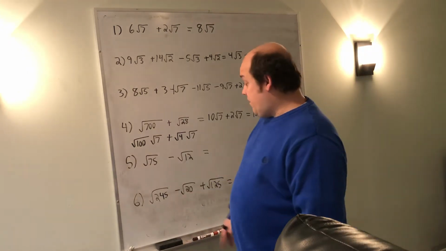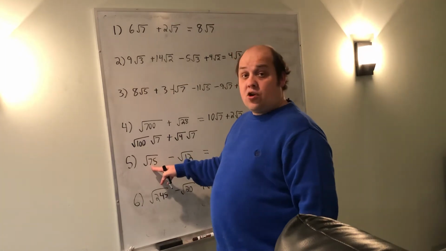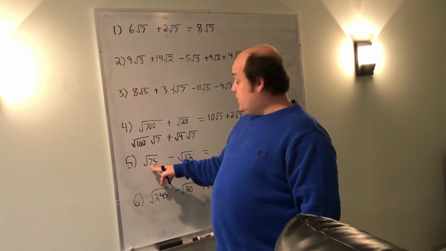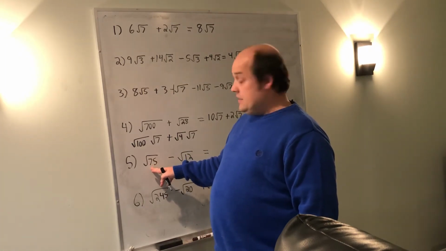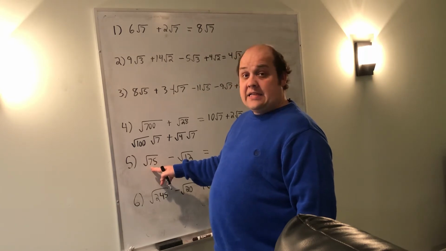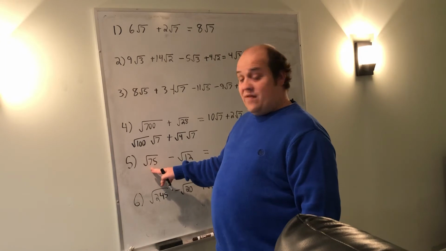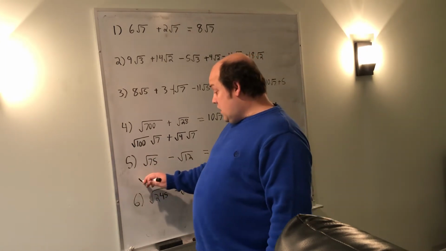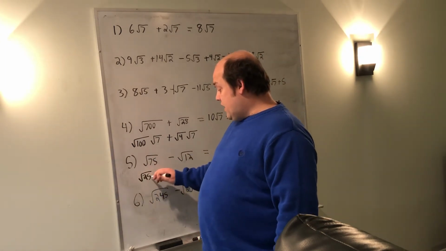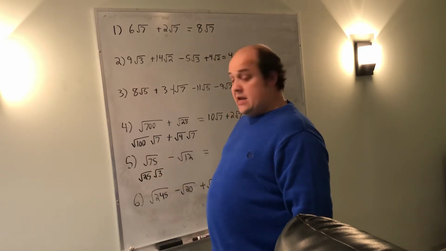Same idea for number 5. Here at 75, I start by trying 64, doesn't work. 49 doesn't work. Then I get to 36, which doesn't work. And finally, 25 does go in evenly. It goes in root 25 times root of 3.